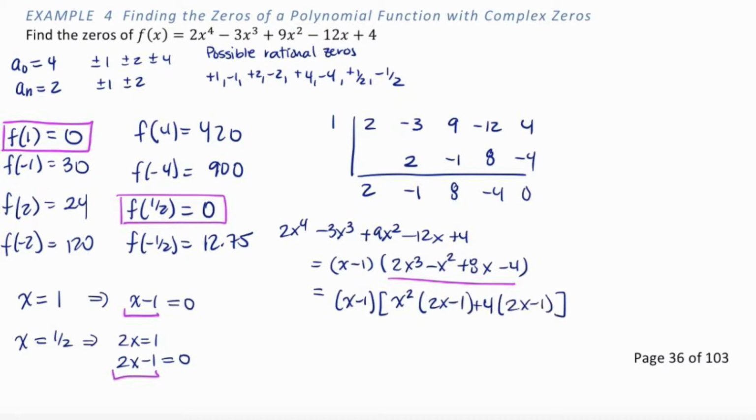If you notice, this is precisely one of the zeros that we already verified. So now we have x minus 1 times 2x minus 1 times x squared plus 4. And this here is where our complex zeros will come from. So go ahead and take a moment and, using the quadratic formula with a equals 1, b equals 0, and c equals 4, find the two complex zeros of this polynomial.